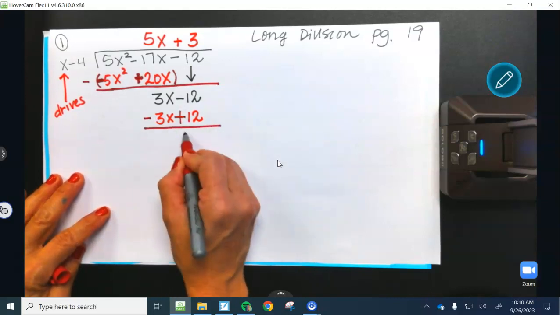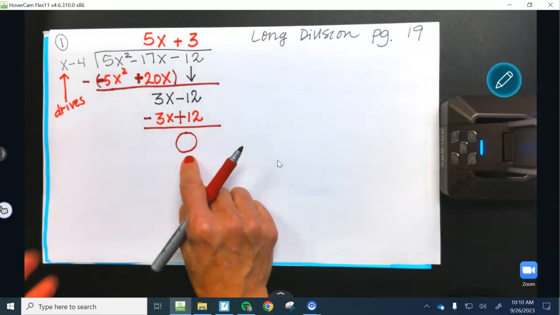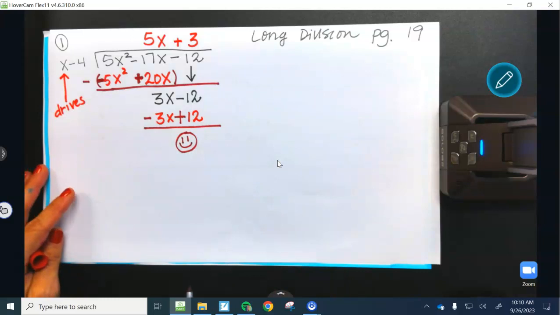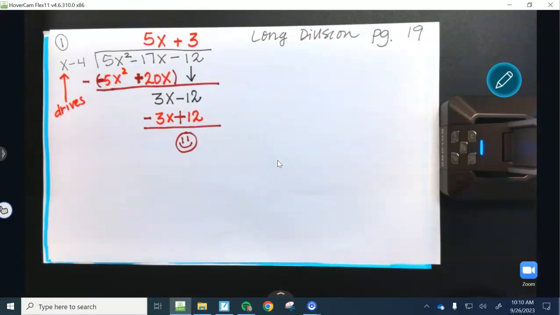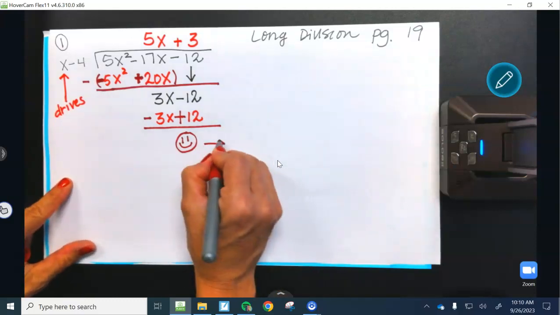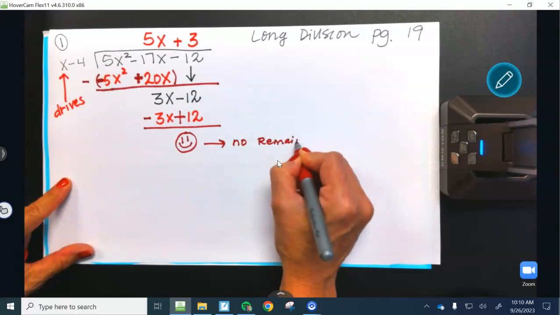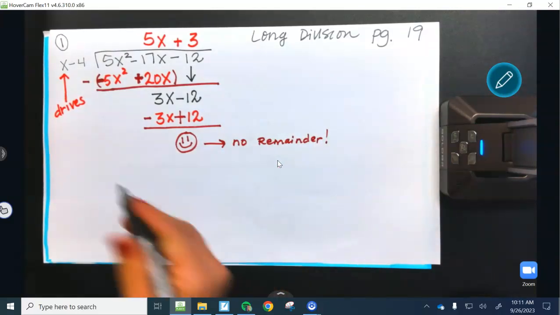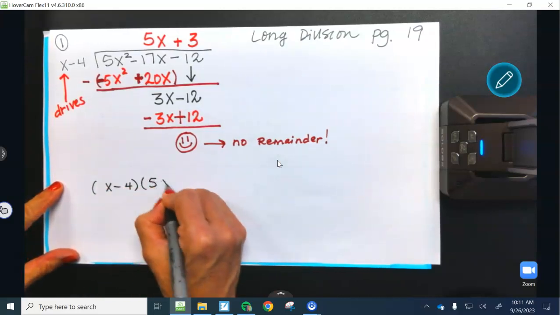That's so beautiful. It all wipes out to a 0, but that makes me so happy. Just drawing a 0 is not enough to show how happy I am. It means so much to me that there's no remainder. The reason why it means so much to me that there's no remainder is because I found factors. Guys, when you factored this on your warm-up, you should have got X - 4 and 5X + 3.